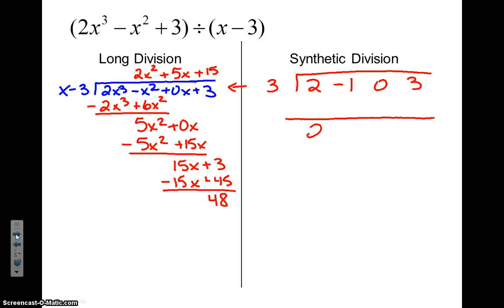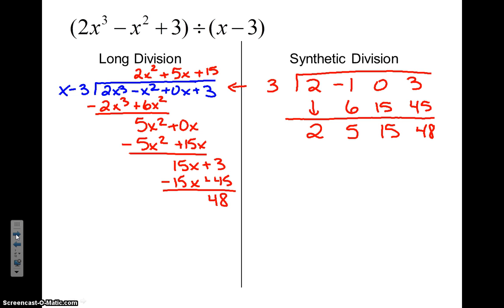If I bring down the 2, I start with that. Then I multiply 3 times 2, which gives me 6. From there we add and get 5. Multiply, there's a 15. Also a 15 below the line since we're adding 0 and 15. 3 times 15 is 45. And then we have our 48.